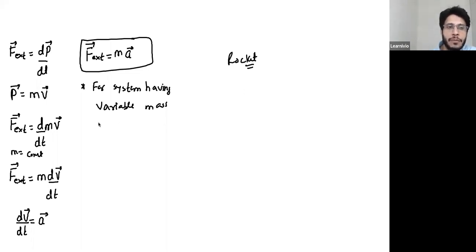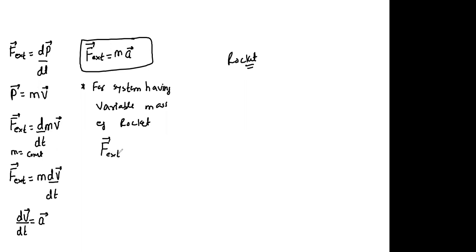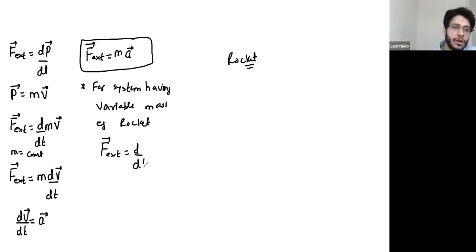So if you have a system of variable mass, for example a rocket, in that case F external is d over dt of mv. I'm repeating the calculation from this step, because over this step I used the term that mass is constant, so I took this m outside and differentiated velocity. Now, if I'm saying that mass is variable, can I take this mass outside of this differentiation? No, because we can't take a variable thing outside. We can only take a constant thing outside.